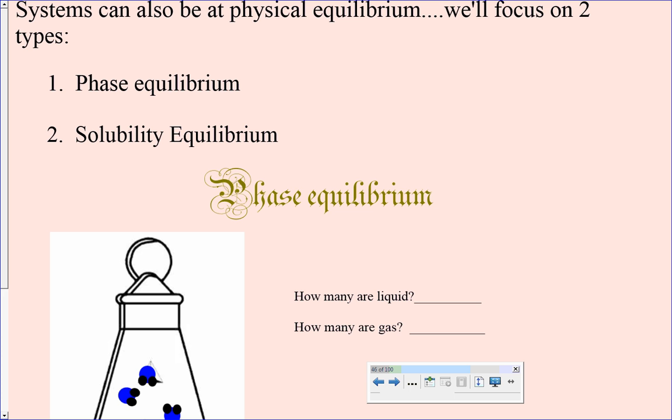Finally, systems can also reach what are called physical equilibrium. We'll focus on two major types of physical equilibrium, phase equilibrium and solubility equilibrium.